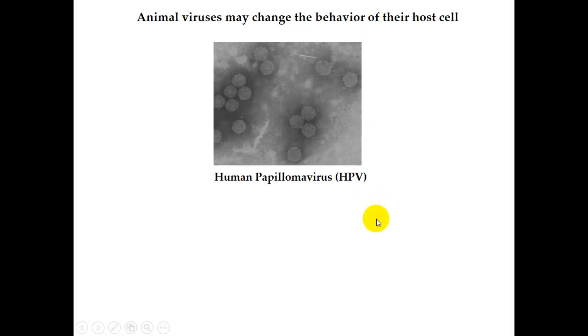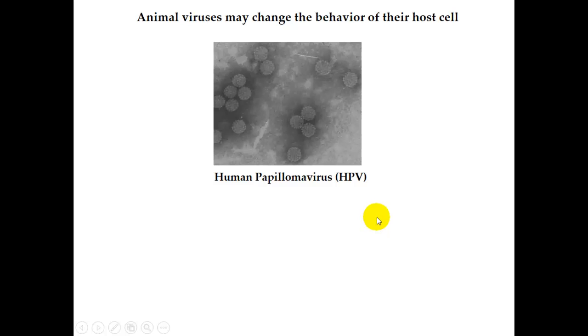We saw before that bacteriophage, when they infect their bacterial host cell, can cause that bacterial host cell to start changing its behavior. For example, it can cause the host cell to start making toxins. It turns out that some animal viruses can also change the behavior of their animal host cell. And an example of an animal virus that can do this is human papillomavirus, or HPV.